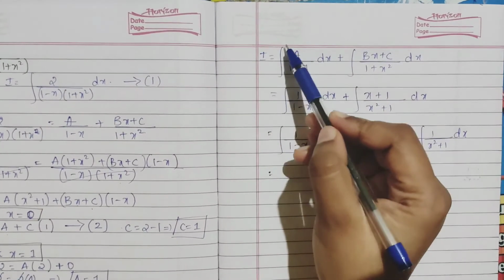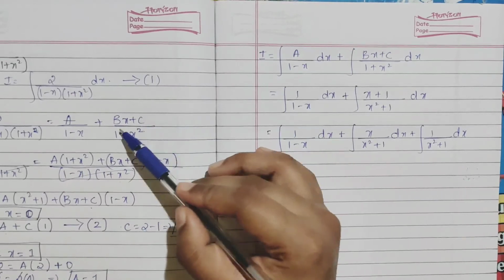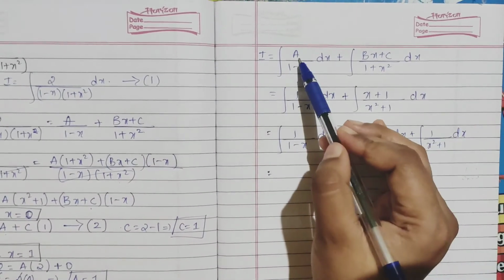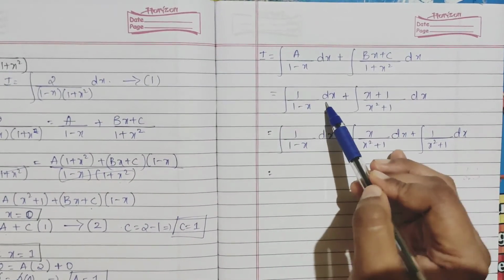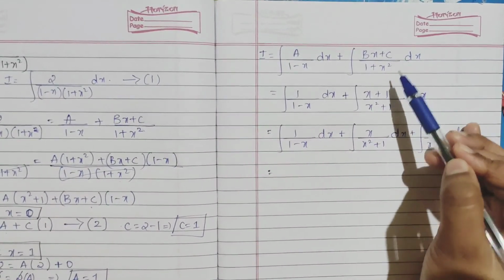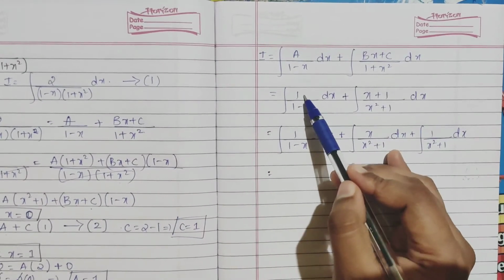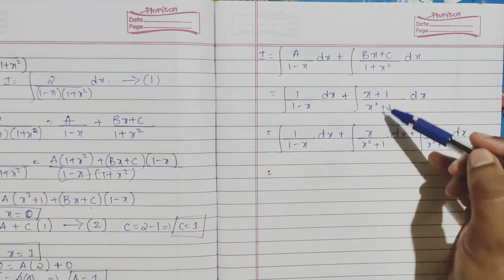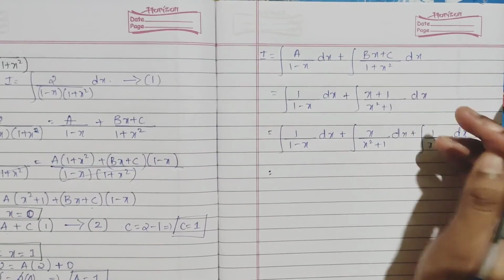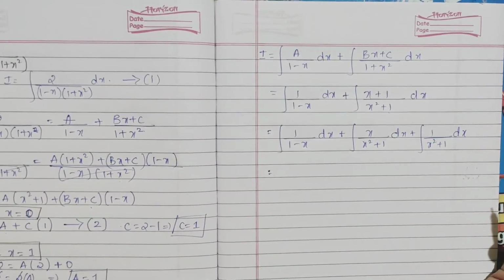Next, I is equal to the integration of a by 1 minus x dx plus the integration of bx plus c divided by 1 plus x square dx. The a value is 1, so 1 by 1 minus x dx, plus the b value is 1, so 1 into x is x, and the c value is also 1, so plus 1 divided by x square plus 1 dx. Integration of this directly you can't do, so break it up: x by x square plus 1 and 1 by x square plus 1.